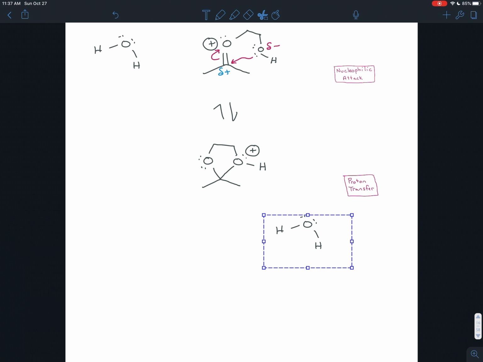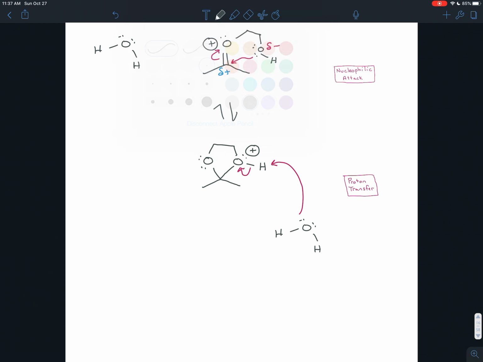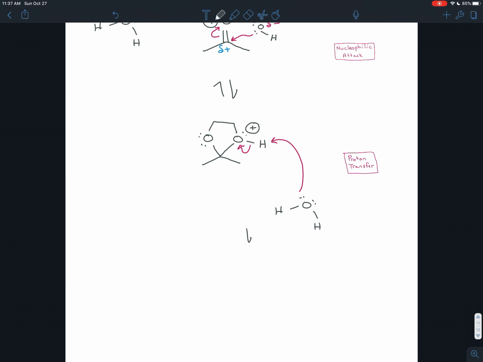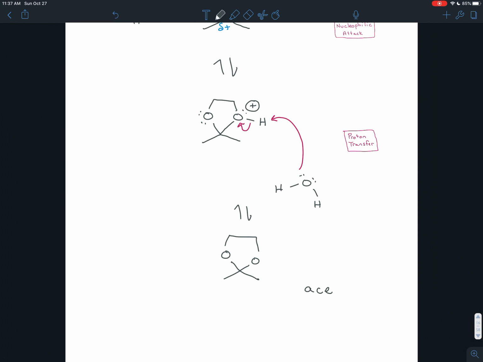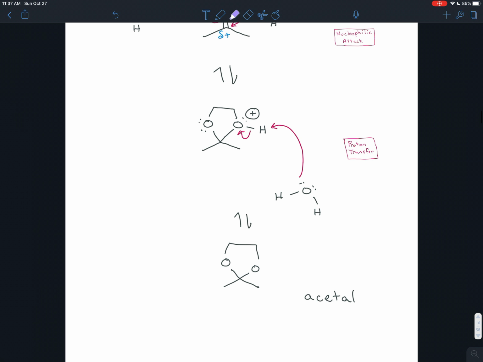So we need a base. The base can be the water that we made last time. Slightly negative oxygen steals the slightly positive hydrogen. The electrons ricochet back onto the oxygen to stabilize the net positive charge there. And we are left with our very interesting looking acetal. And you know this is an acetal because you have 2 ethers bonded to the same carbon, coming off of the same carbon.